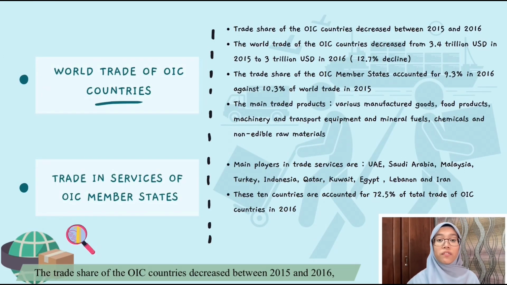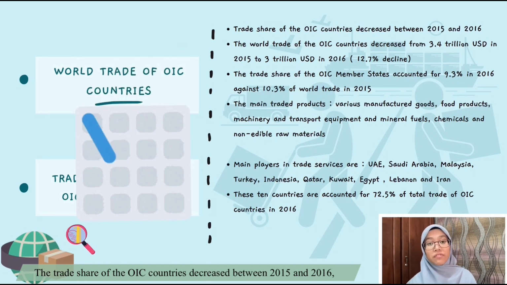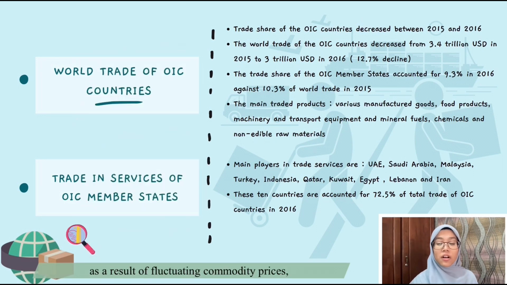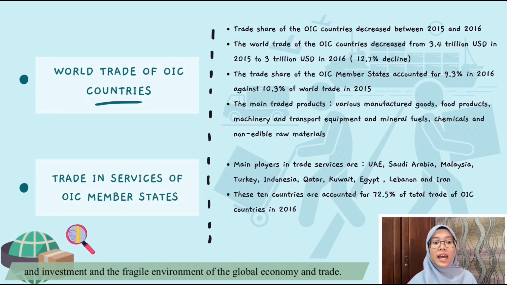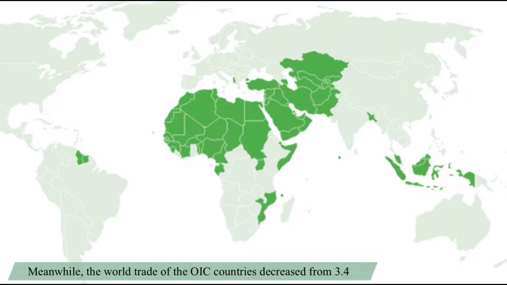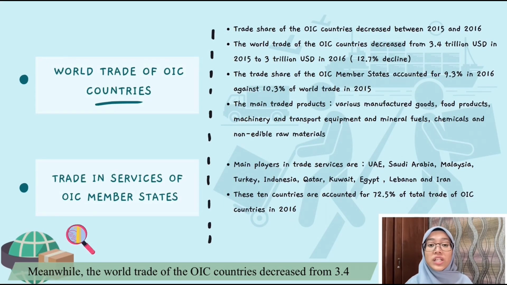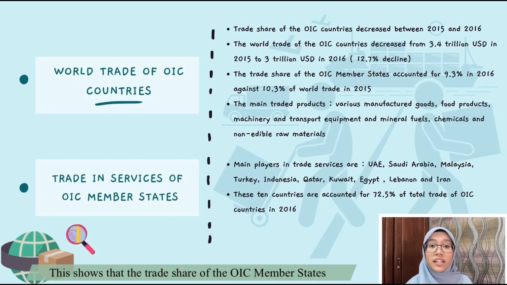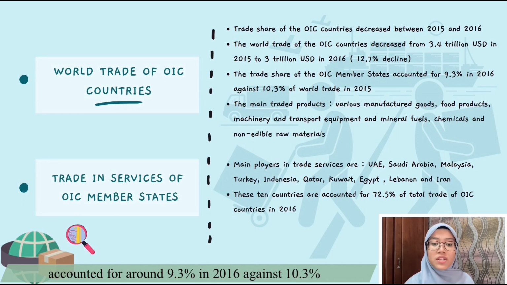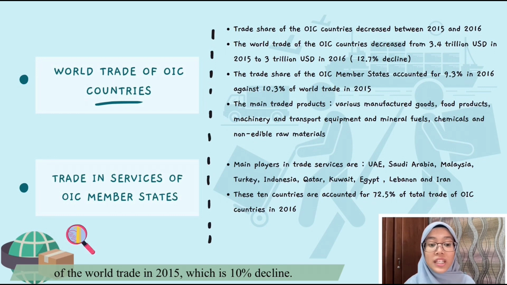The trade share of the OIC countries decreased between 2015 and 2016 as a result of fluctuating commodity prices, the existence of tariff and non-tariff barriers to trade and investment, and the fragile environment of the global economy and trade. Meanwhile, the world trade of the OIC countries decreased from 3.4 trillion USD in 2015 to 3 trillion USD in 2016, which is a 12.7% decline. This shows that the trade share of the OIC member states accounted for around 9.3% in 2016 against 10.3% of the world trade in 2015, which is a 10% decline.